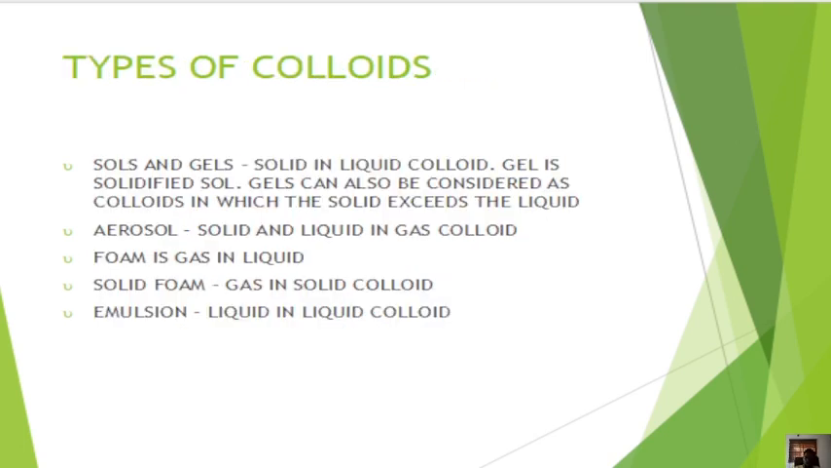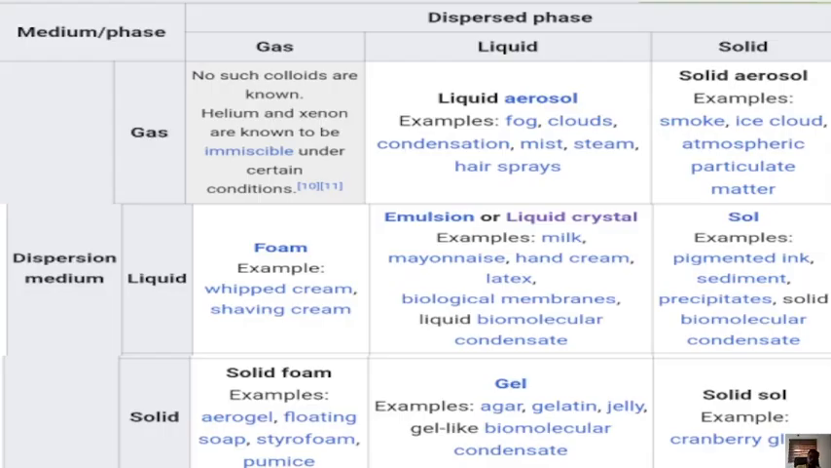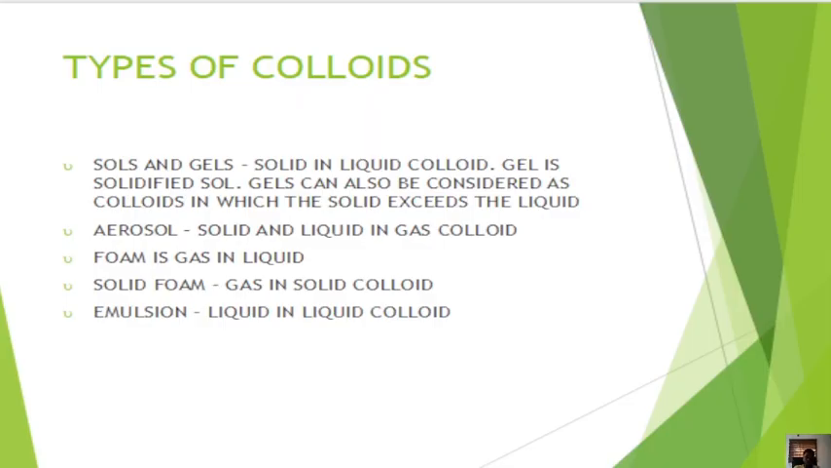What are the types of colloids? You have the sols and gels, and when you talk about sols and gels, you are looking at solid dispersed in liquid colloid. A gel is a solidified sol. Now, gels can also be considered as colloids in which solids exceed liquids. We're going to be looking at examples to help us buttress this. So, as I said earlier on, I will just list this and then we go to the table to consider the examples properly. Aerosols are when solids and liquids are dispersed in gas, like smoke. Solid particles dispersed in gas, that's an aerosol.